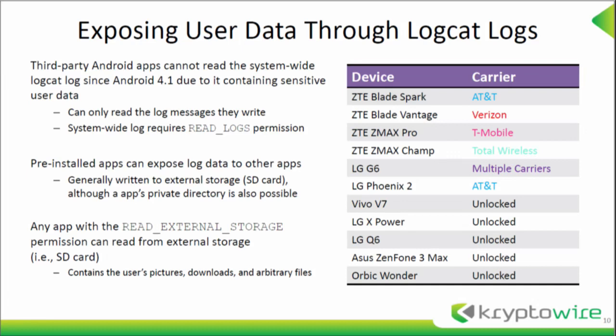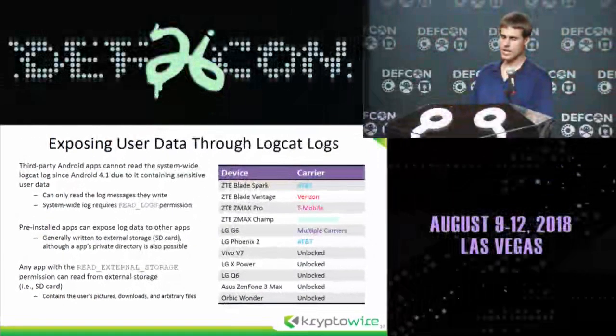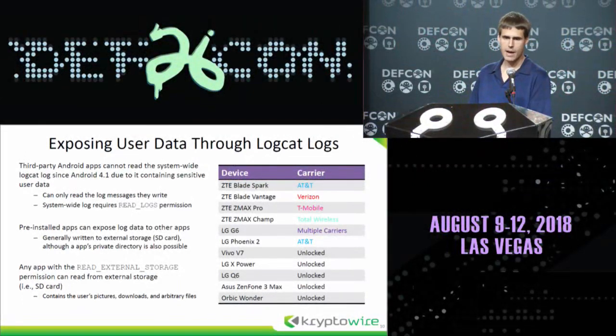Due to the log being a shared resource and any application being able to write arbitrary data there, it was moved from a permission that a third-party app could get to a system or platform permission in Android 4.1. Here's a list of some devices, as well as the carrier and some unlocked devices, where a third-party application can have a pre-installed app on that device start writing the system-wide log to a location that it can access.